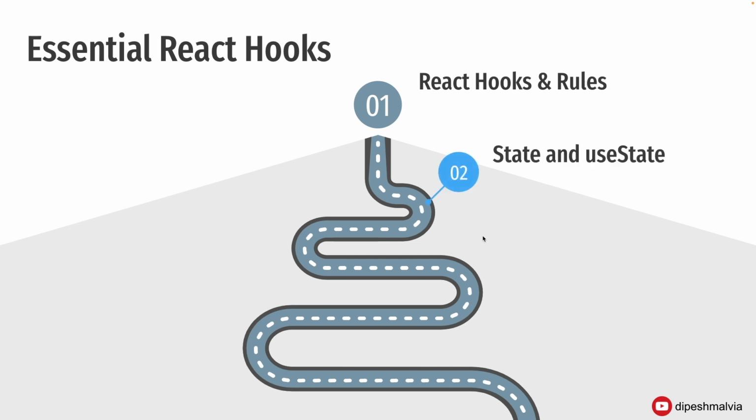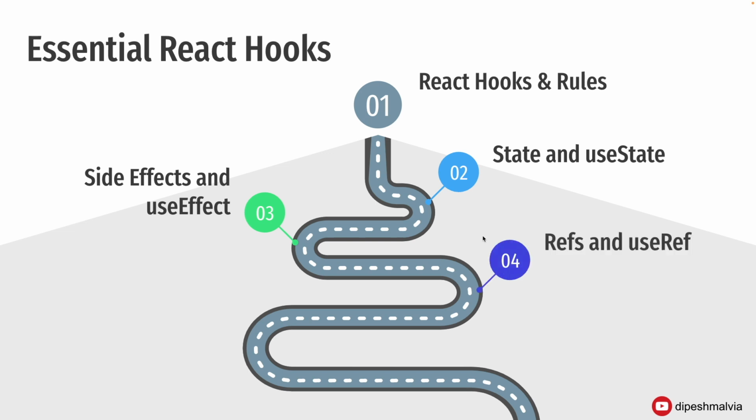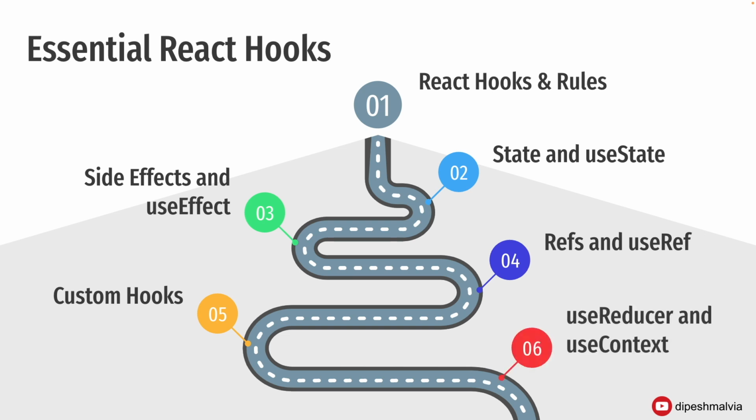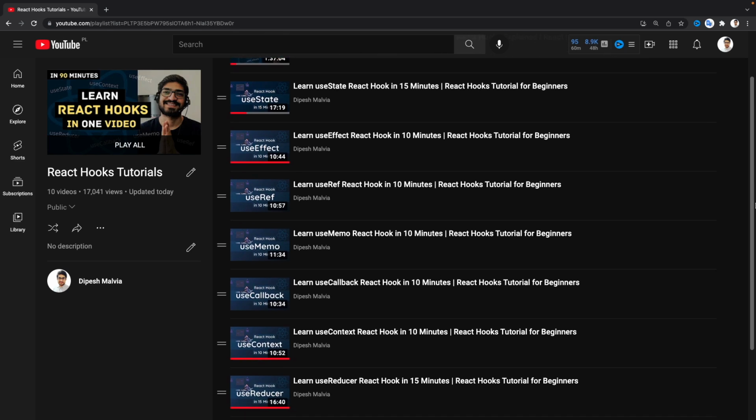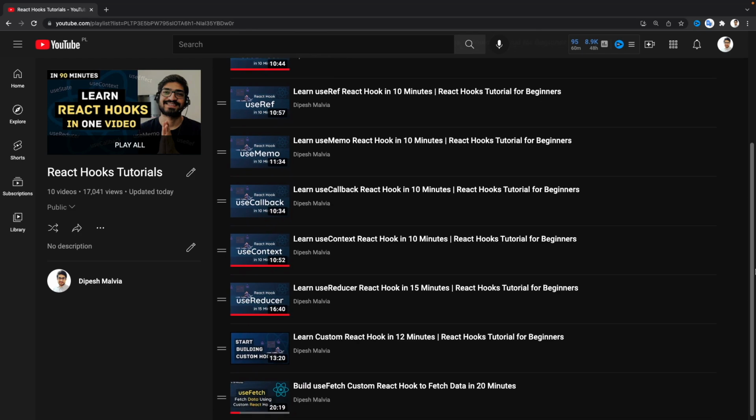useState for managing the local state of the component. Next is useEffect to handle side effects and the component lifecycle. useRef to access the DOM elements and persist values between component renders. Next is the custom hook, which are reusable functions. When we have component logic to be used in multiple components, we just extract the logic into a custom React hook. Lastly, for complex states, we can also make use of the useReducer hook and useContext for accessing provided context values. So we have a complete playlist for the React hooks where I have covered each React hook in depth with a practical example.